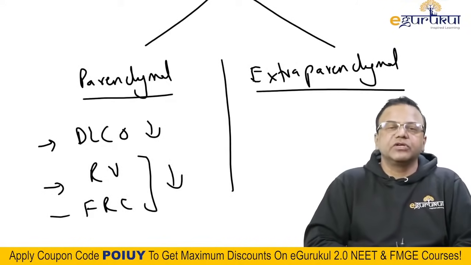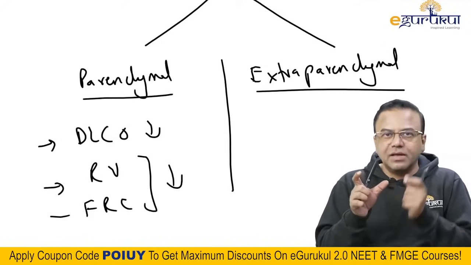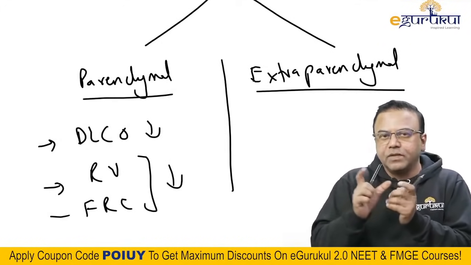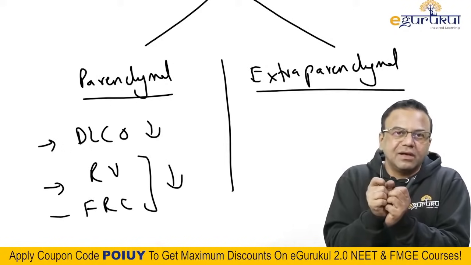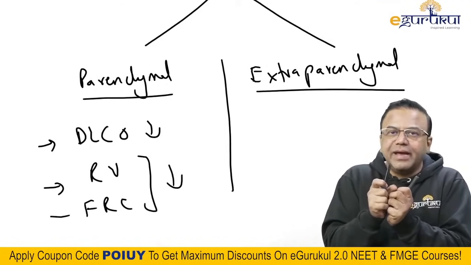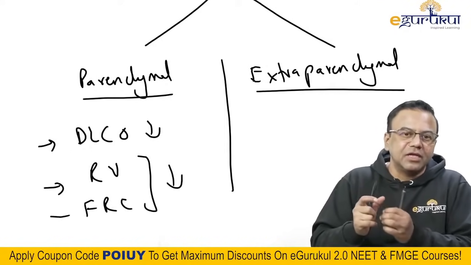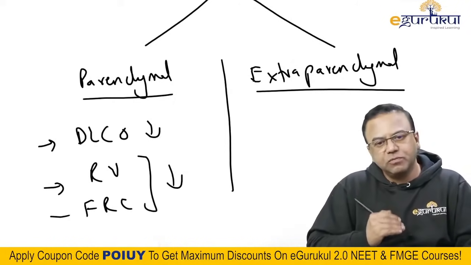Residual volume and functional residual capacity are decreased because the thicker the interstitial zone, the more they recoil, and the thick alveoli will recoil more, so at the end of expiration they'll hold less air. That's why residual volume and functional residual capacity are decreased.